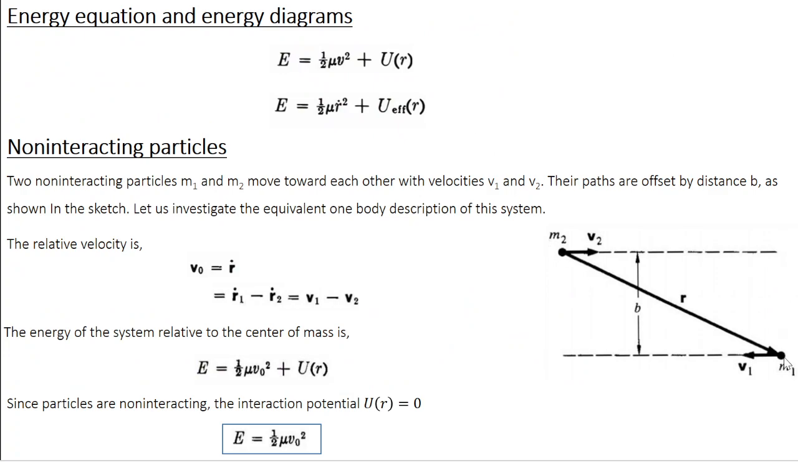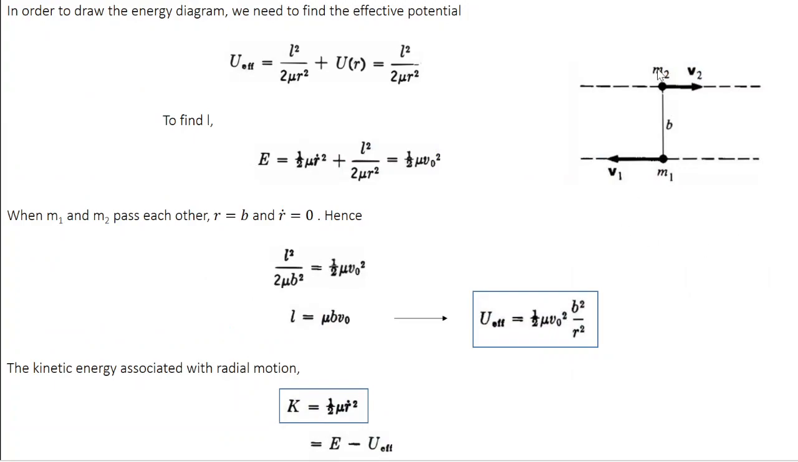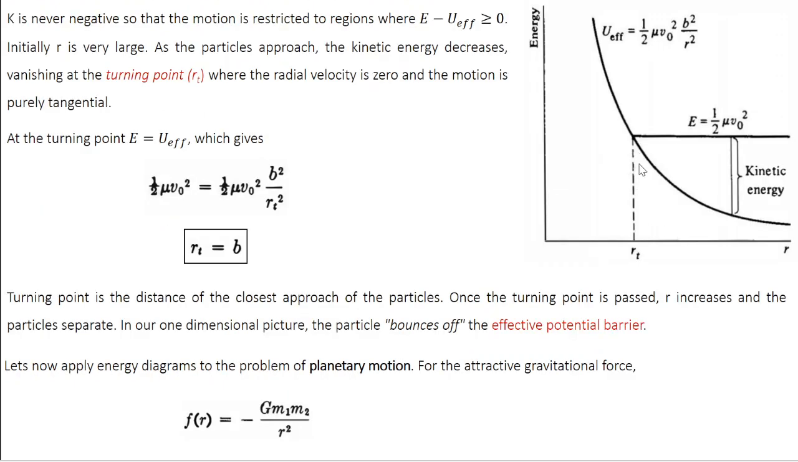Initially this is the position of M1, this is M2, and these two move towards each other. So their separation distance decreases. Finally, when they pass each other, at this point you can see that the separation distance is b, right? Now if M2 moves further towards the right and M1 moves further towards the left, their separation distance is going to increase again. So b is the minimum distance, right? So essentially b is your turning point.